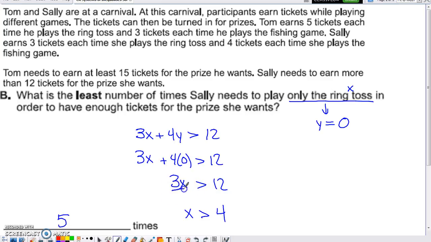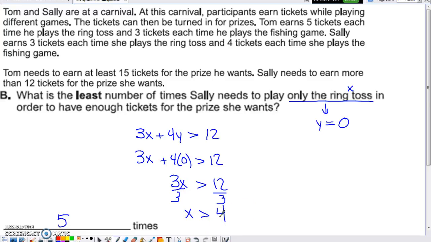So I went ahead, I should have shown this step. I divided both sides of this inequality by 3 to get X by itself. And after I divide both sides by 3, I get 4. So X has to be greater than 4. Now, reread the question. It says, what is the least number of times she needs to play only the ring toss in order to get the number of tickets she wants? This says X is greater than 4.